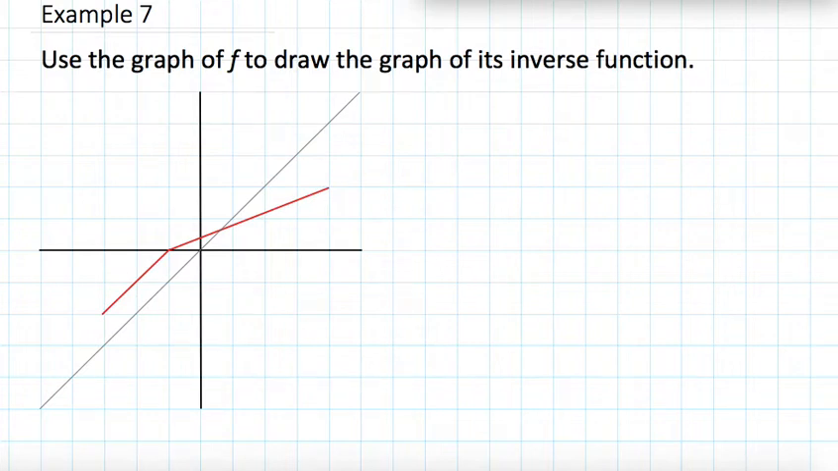So looking at this point here, the coordinates are going to be 4, 2. So that means that my point on the inverse, I would switch the x and y around, so 2, 4 would be a point on the inverse. So I'll plot that right here. So let's go to another point. The coordinates of this point are -1, 0. So 0, -1 is a point on the inverse.